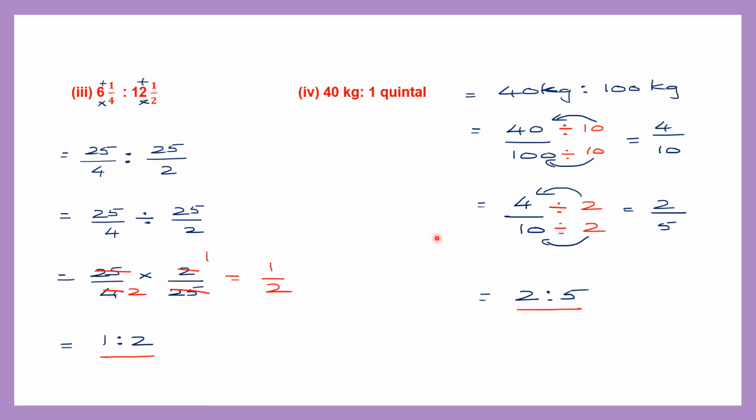Now here 40 by 100 can also be divided by 20. 20 is the highest common factor. So if you divide it by 20, you will get your answer in a single step.